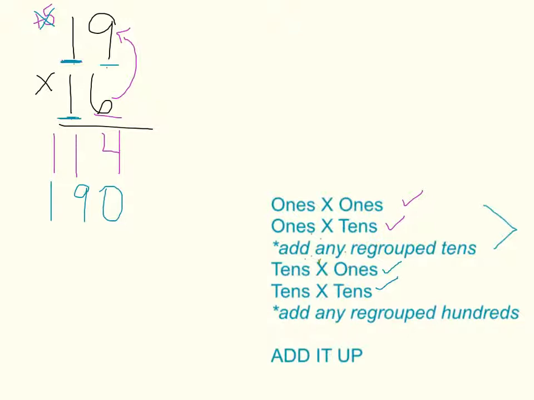And my favorite step of all steps, of course, is add it up. Go ahead and regroup that 10 to get a product of 304.